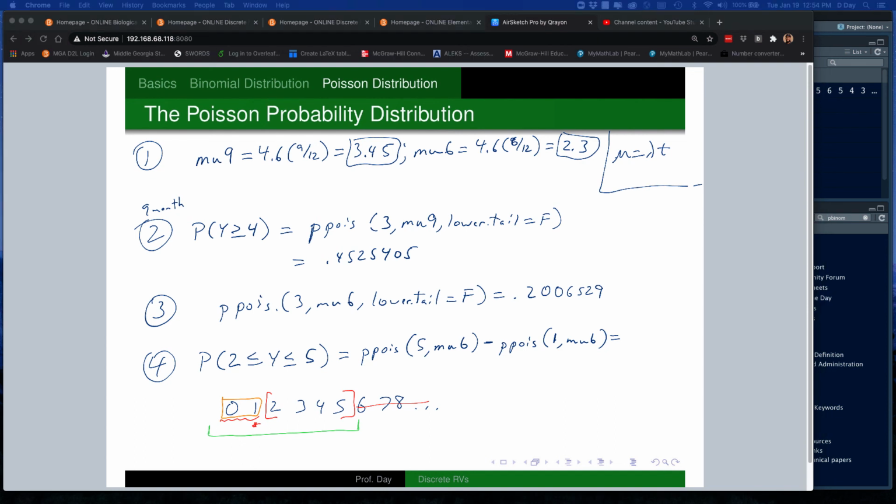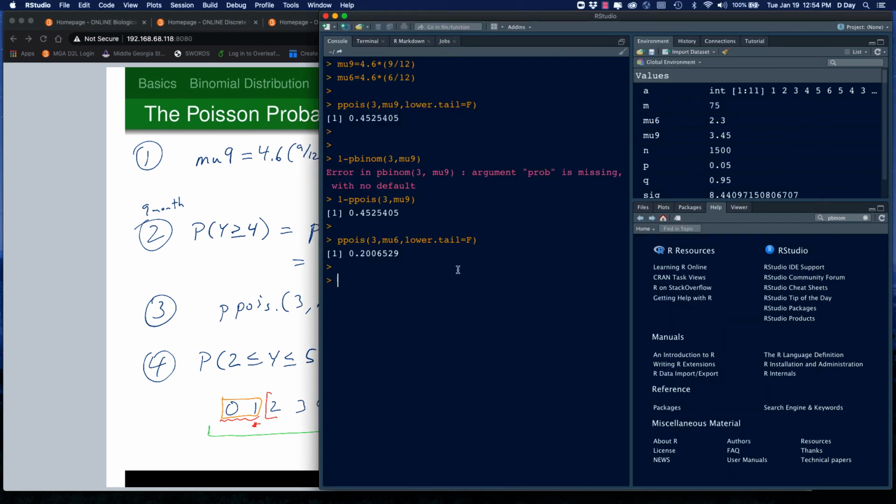So let's plug that into R real quick and see what we get. p-pois 5, mu 6 minus p-pois 1, mu 6, and throw that in there and hit enter. And I get 0.6391701. So there's a lot of probability between 2 deaths and 5 deaths. Okay.